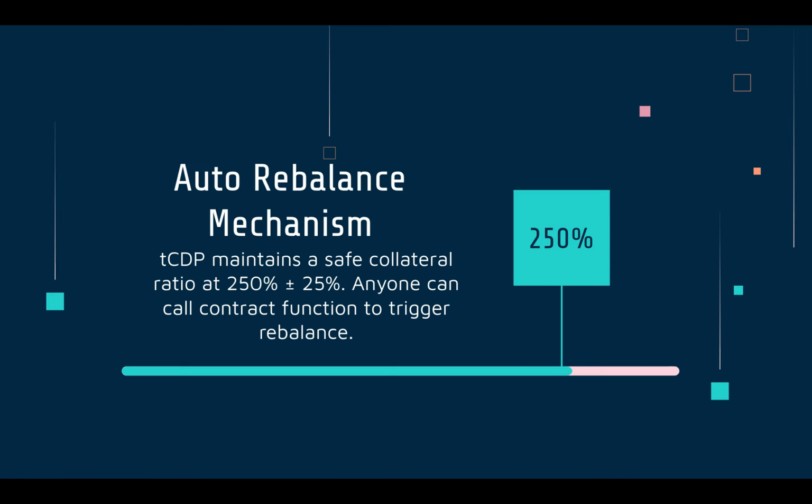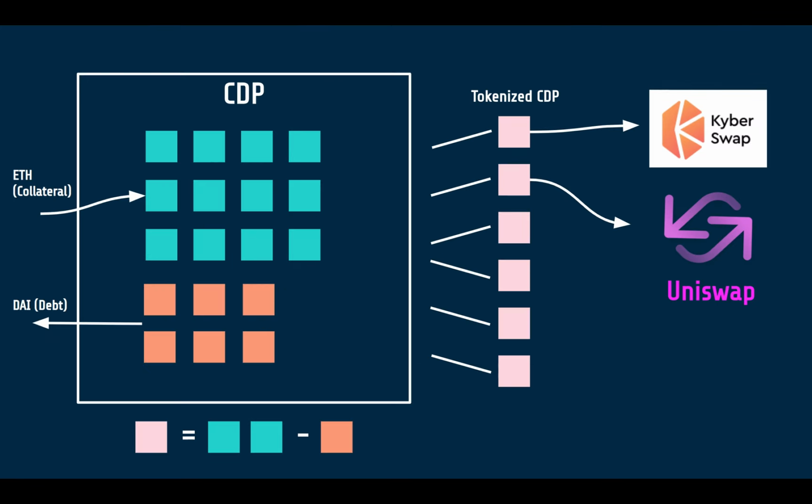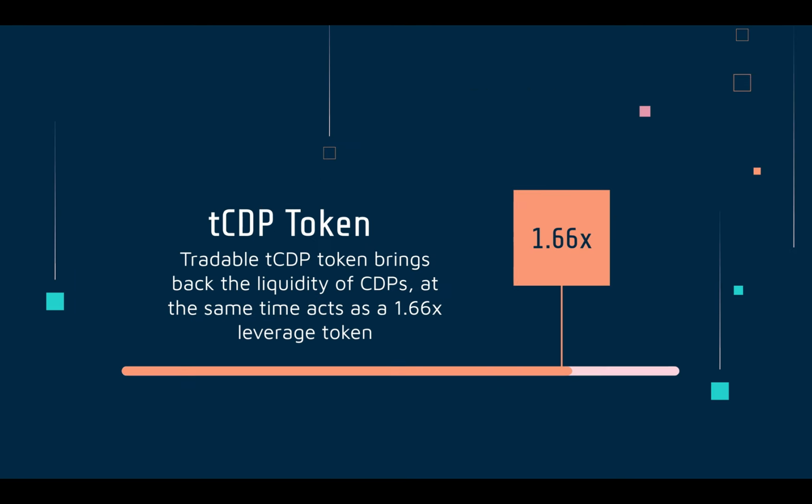There's an auto-rebalance mechanism which will automatically leverage or deleverage to maintain the position's ratio within a predefined range. As you can see, if you consider tCDP as a pool consisting of ETH as collateral and DAI as debt, then tCDP is a portion of the CDP, which is in fact a bond of asset and debt, and you can trade it on exchanges like KyberSwap or Uniswap.